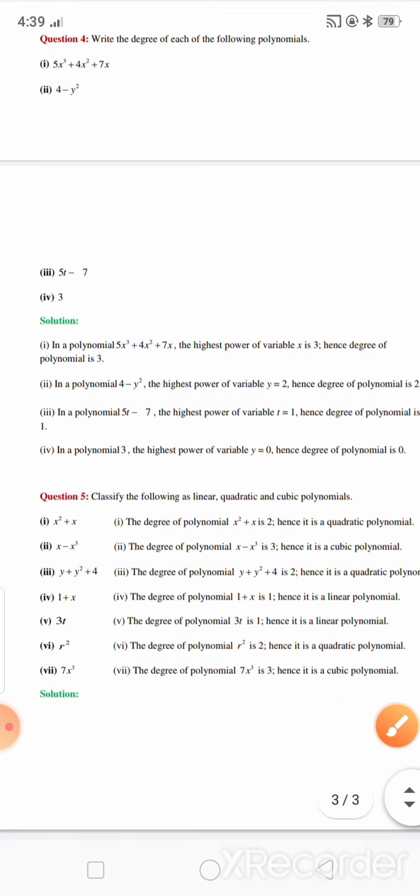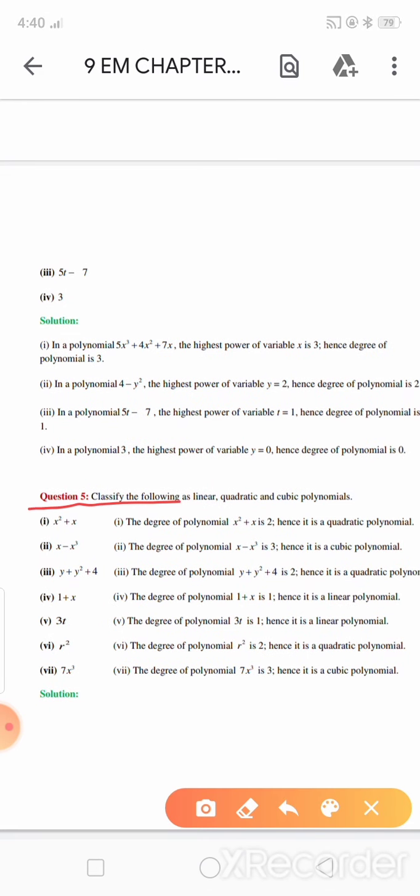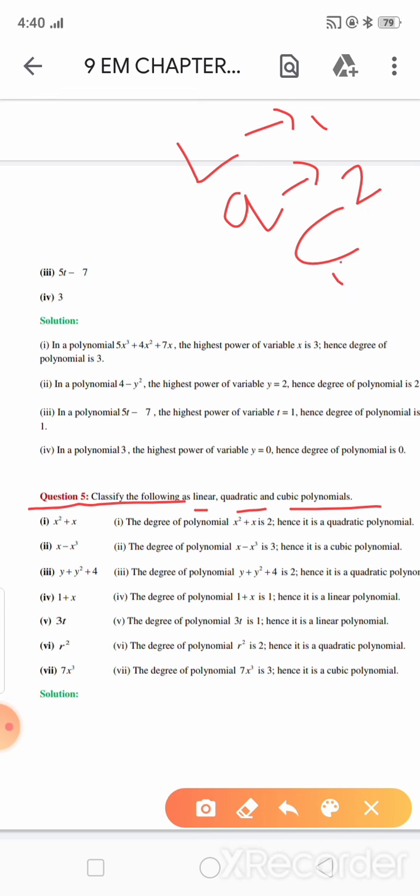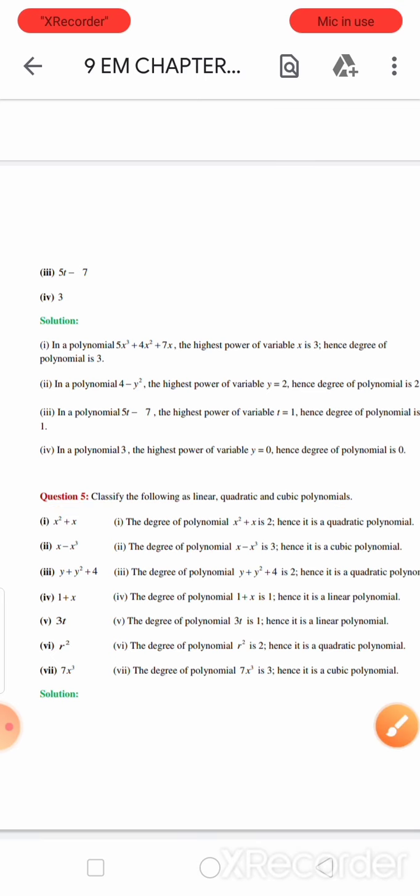Last, question number 5. Our question number 5 is: classify the following as linear, quadratic and cubic polynomials. We have to classify our polynomial into three types: linear, quadratic and cubic. Linear means the highest degree of the polynomial is 1, so we say it is linear. Quadratic means the highest degree of the polynomial is 2, so it is quadratic. And cubic means the highest degree of the polynomial is 3, so it is cubic. Now start to solve this sum.